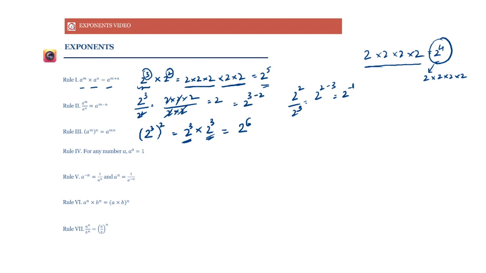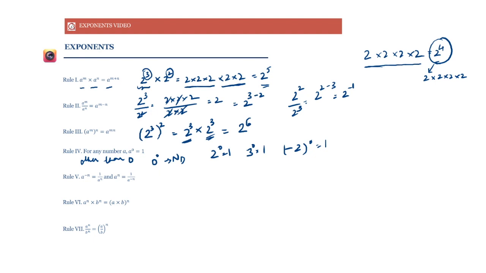Now, for any number a other than 0, because 0 to the power 0 is not defined. But for any other number, a to the power 0 is 1. So 2 to the power 0 is 1. 3 to the power 0 is 1. Minus 2 to the power 0 is 1. All of this is 1.